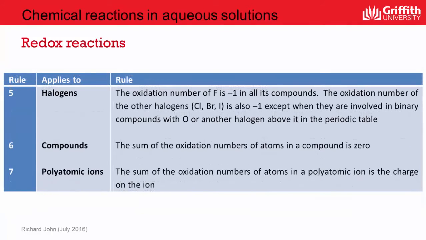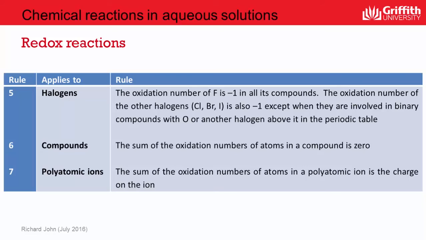The oxidation number of the halogens is -1. Fluorine is always -1. Chlorine, bromine, iodine are always -1 as well, except when they're involved in binary compounds with elements of higher electronegativity. So that's elements of oxygen or another halogen above it in the periodic table.